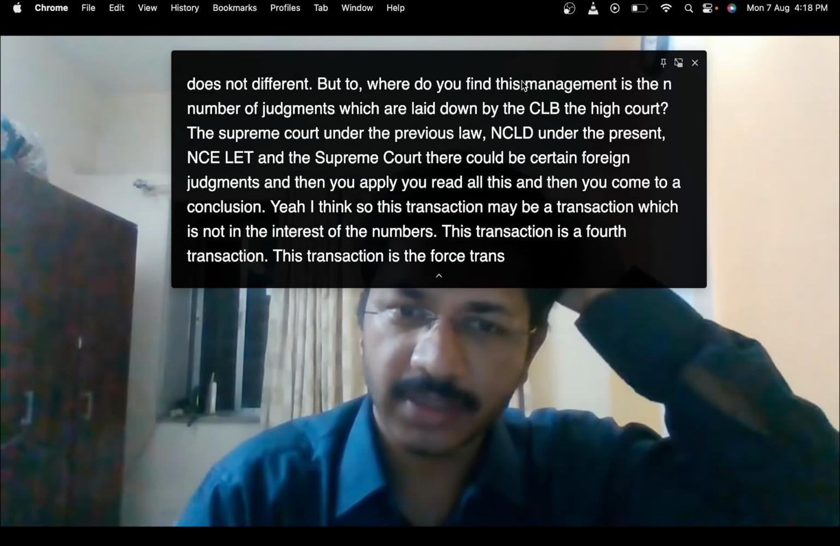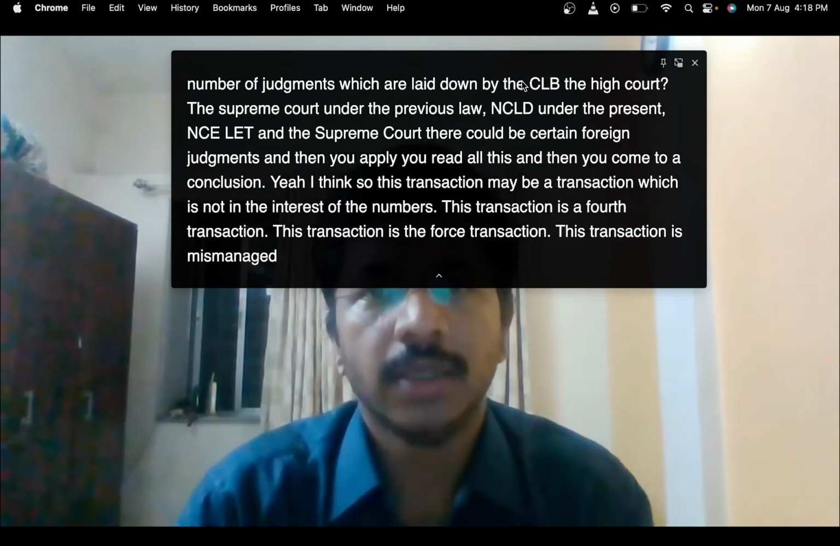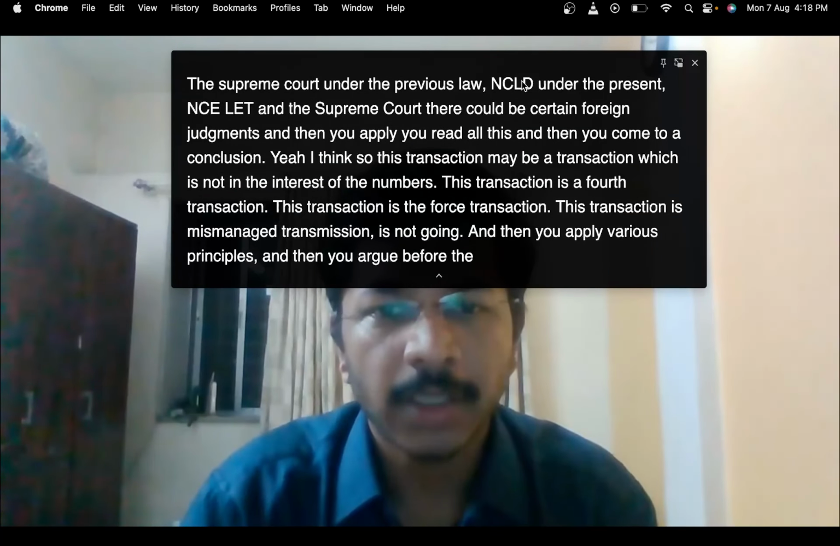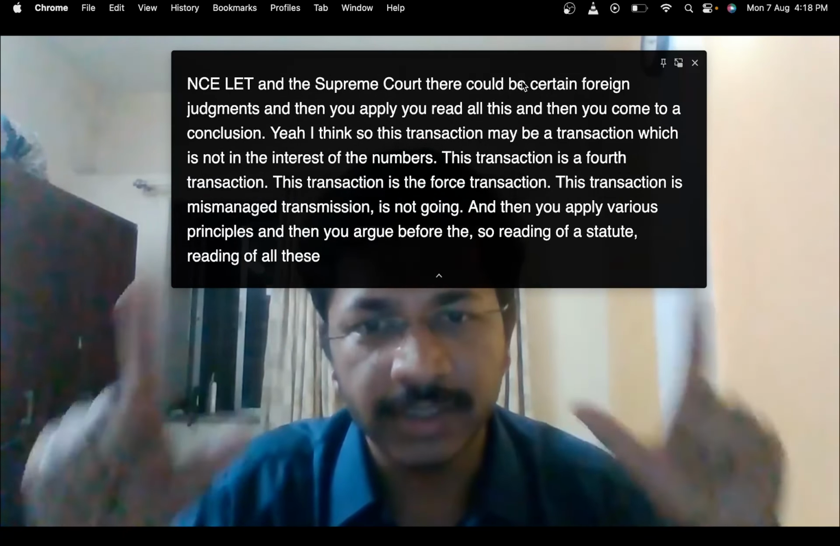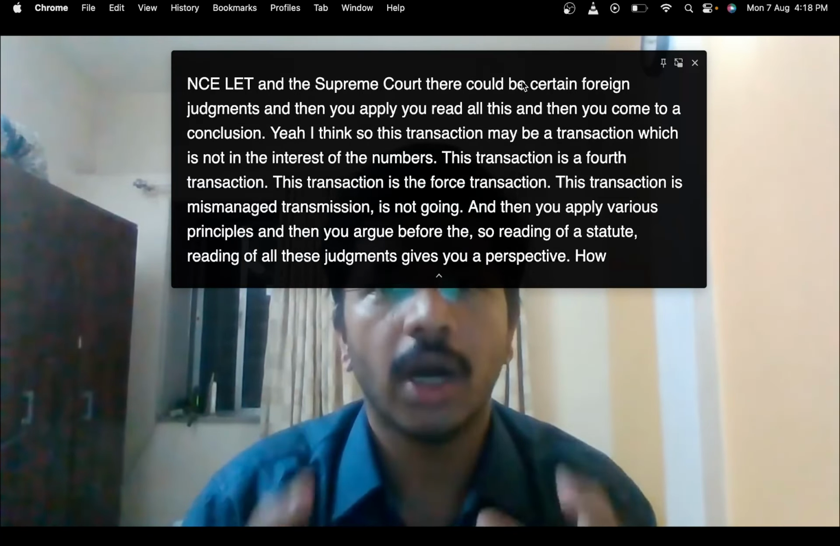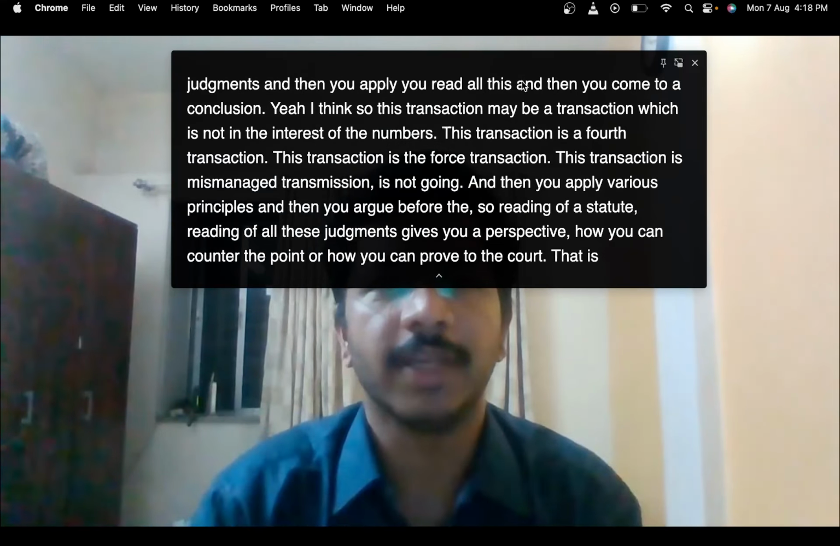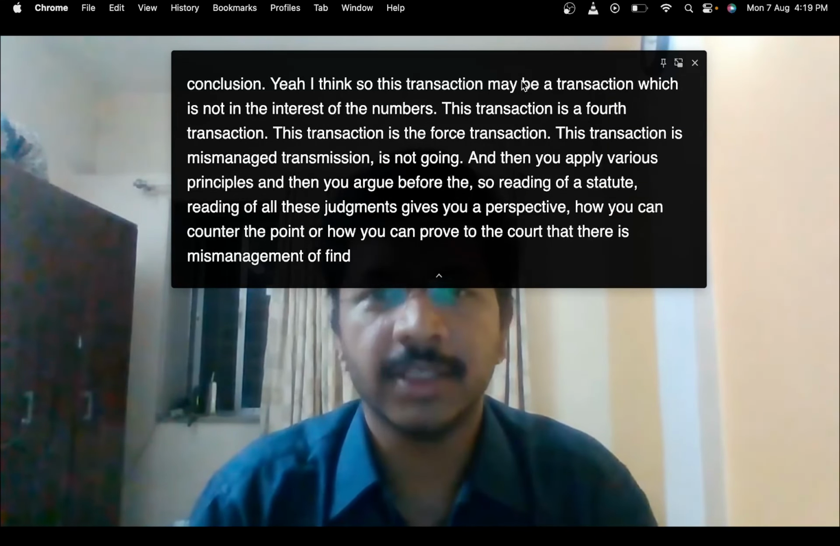This transaction is a forced transaction. This transaction is mismanaged. This transaction is not in the interest of the company. And then you apply various principles and then you argue before the court. So, reading of a statute, reading of all these judgments gives you a perspective how you can counter the point or how you can prove to the court that there is mismanagement of funds in the company.